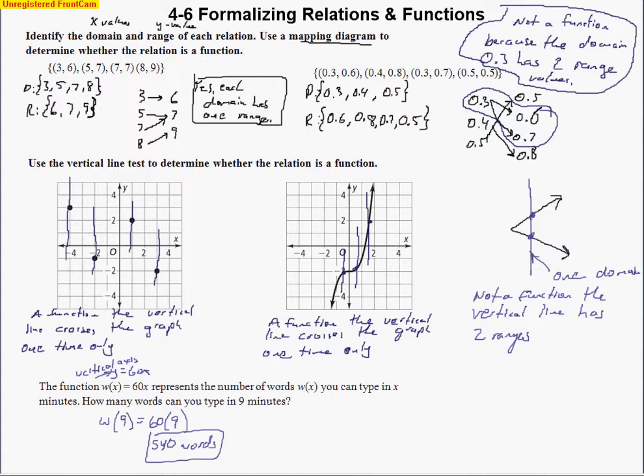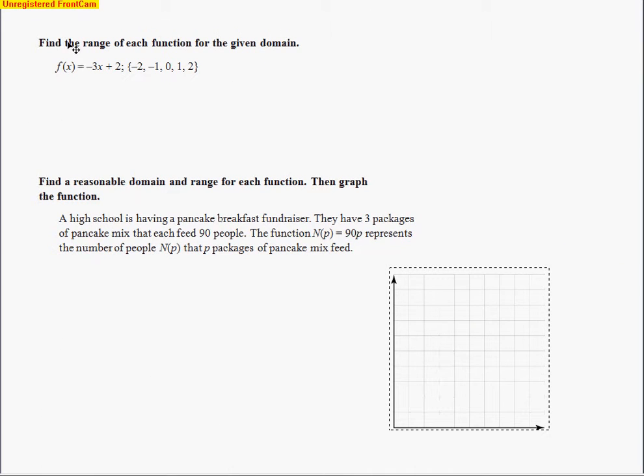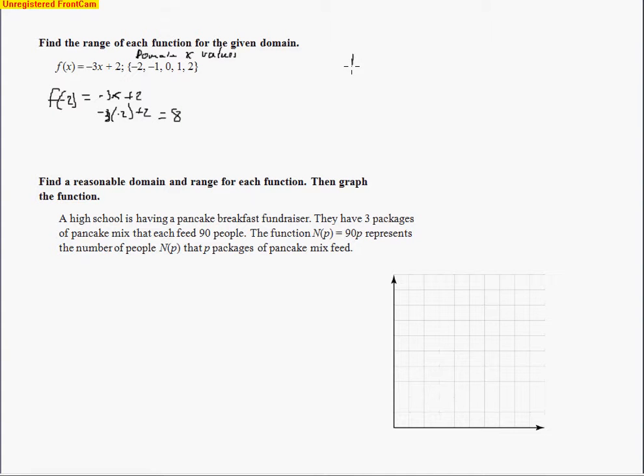So let's take a look at the next type of problem. It says, find the range of each function for the given domain. So you see how they're giving us these domains right here. These are the possible x values, or the domains, x values. And so all we're going to do is substitute. We're going to take that function and we're going to put in -2. And I go ahead and do that work. And when I do that, I have -3 times -2 plus 2 gives me a positive 8. And so that is a range value. So my range is, my first number is 8.